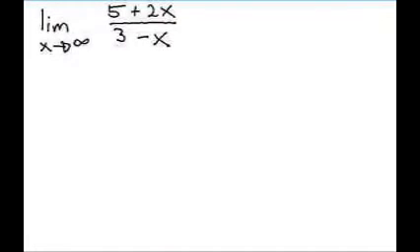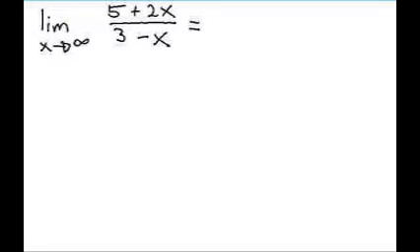Let's try to find the limit of the function (5 + 2x)/(3 - x) as x goes to infinity. What this means is we are trying to figure out what the end behavior of this rational function is. Namely, is it going to grow infinitely big? Is it going to become infinitely big and negative? Or is it going to approach some sort of constant number? That is the question we are trying to answer by evaluating this limit.